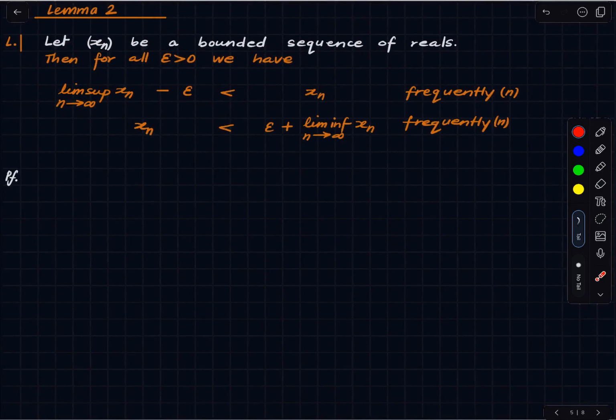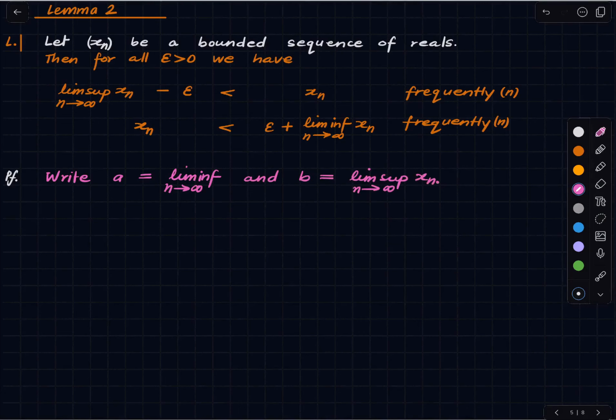So the second lemma says that it's kind of the other direction of the previous one. Fix a bounded real sequence, and for each epsilon greater than 0, we have this inequality, which is lim sup minus epsilon is less than xn frequently, not ultimately, but frequently, and the counterpart for lim inf. Okay, so let's see why. Again, you can take this as an exercise. So let's first write, for simplicity of notation, a as lim inf and b as lim sup.